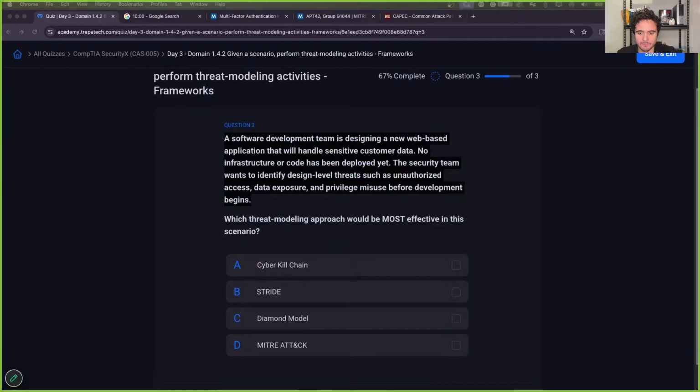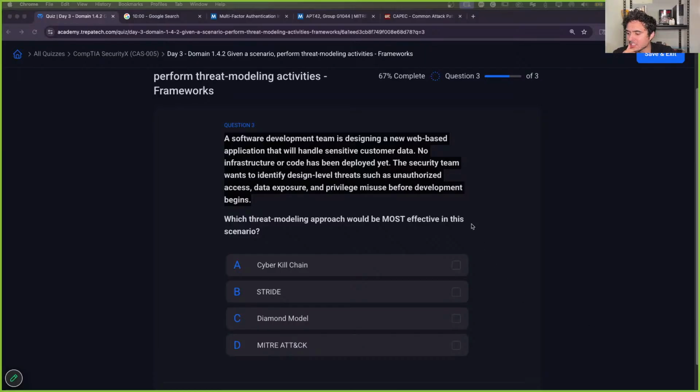Okay, question 3. A software development team is designing a new web-based application that will handle sensitive customer data. No infrastructure or code has been deployed yet. The security team wants to identify design-level threats such as unauthorized access, data exposure, and privilege misuse before development begins. Which threat modeling approach would be most effective in this scenario?